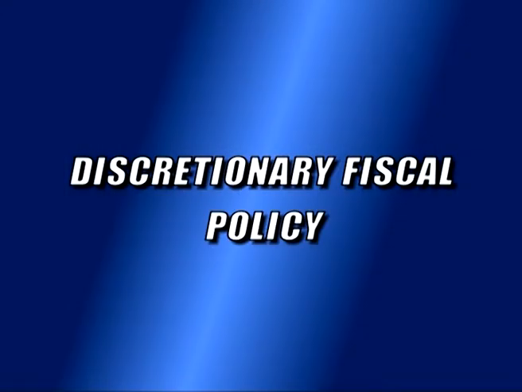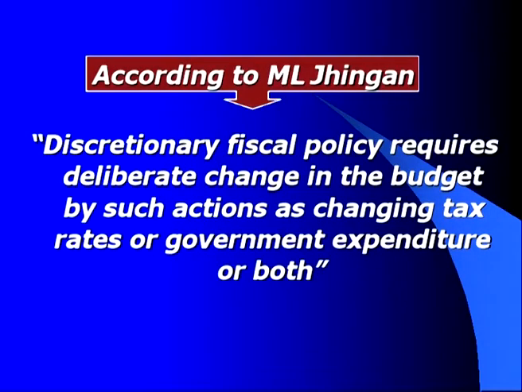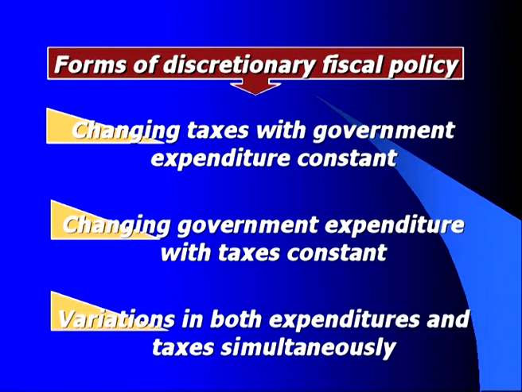The other approach of compensatory fiscal policy is discretionary fiscal policy. According to M.L. Jhingan, discretionary fiscal policy requires deliberate change in the budget by such actions as changing tax rates or government expenditure or both. The three forms of discretionary fiscal policy are: changing taxes with government expenditure constant; second, changing government expenditure with taxes constant; and third, variations in both expenditures and taxes simultaneously. Let us discuss these three forms of discretionary fiscal policy.